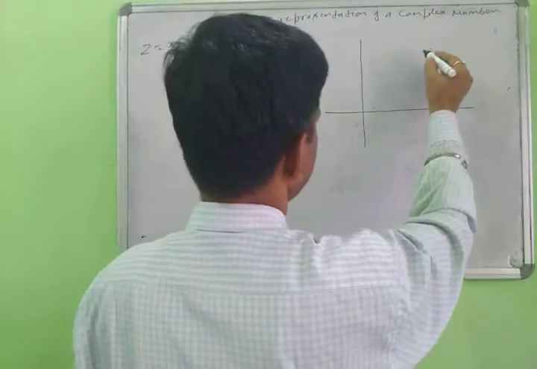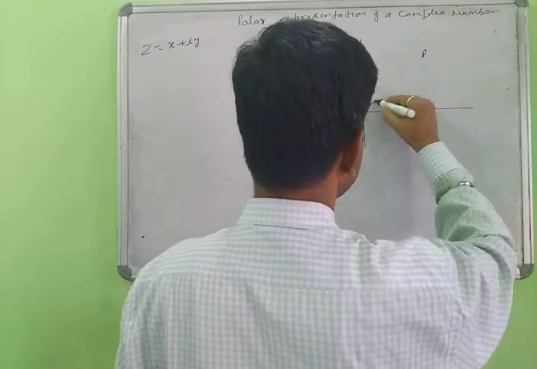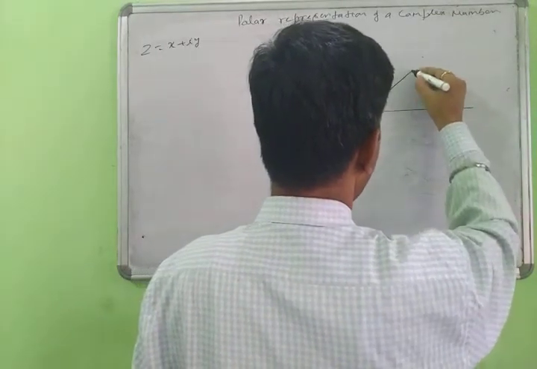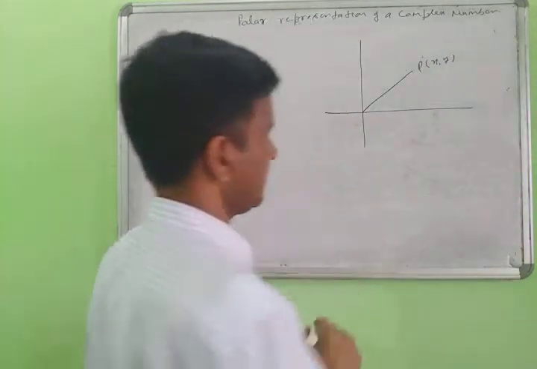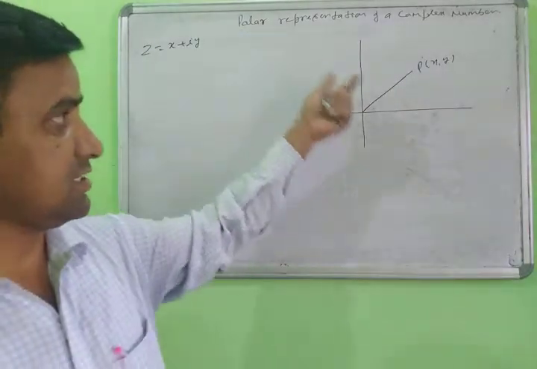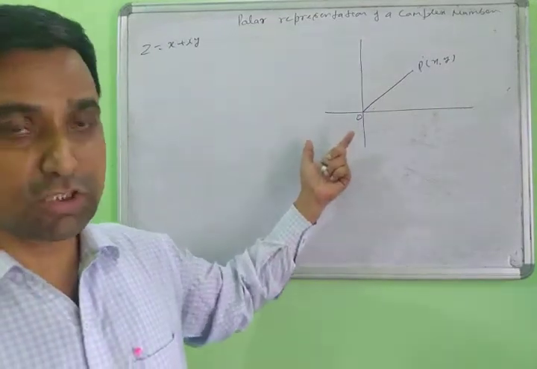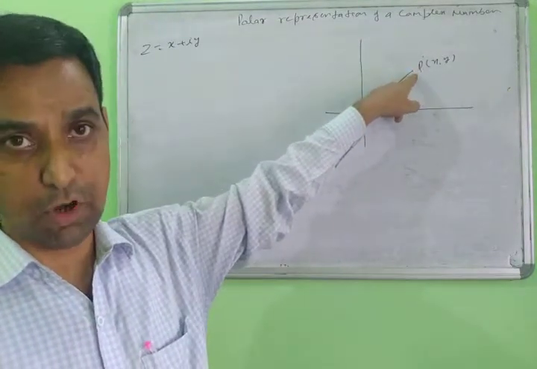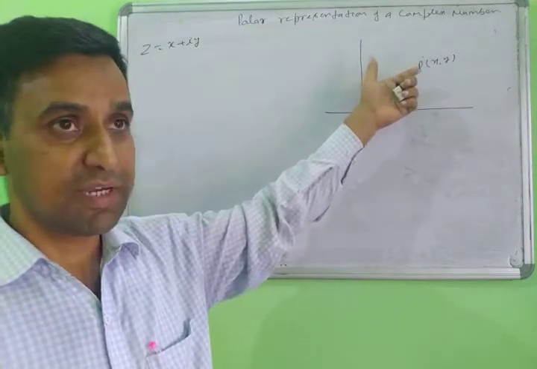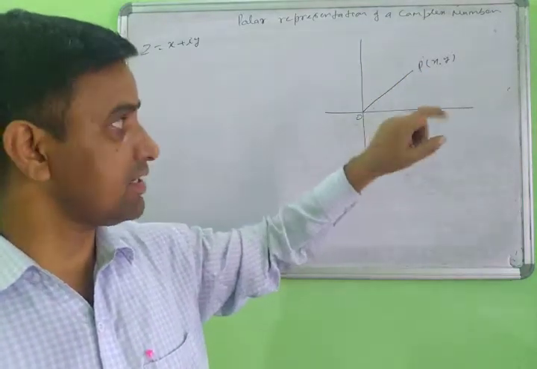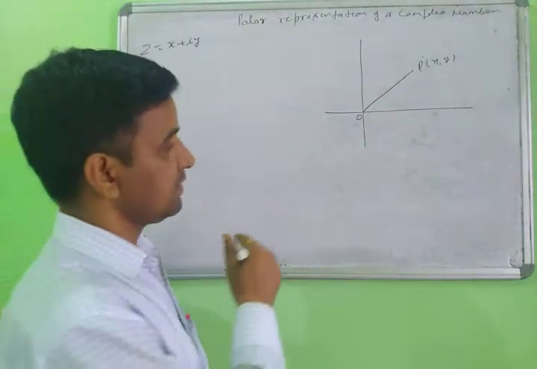Suppose any point P, this is the xy point. Polar representation: this is the origin here. How many methods are there to approach the point P? In the Cartesian plane there is only one method, but in the polar representation there are two methods. Which two methods? Now look here.